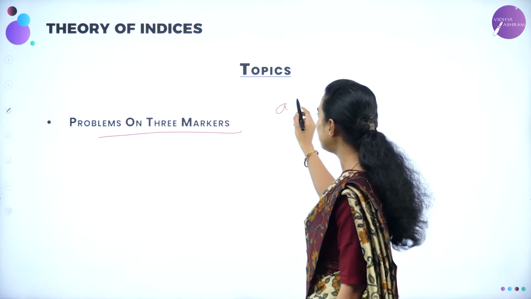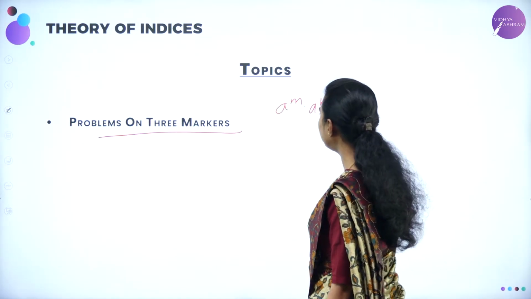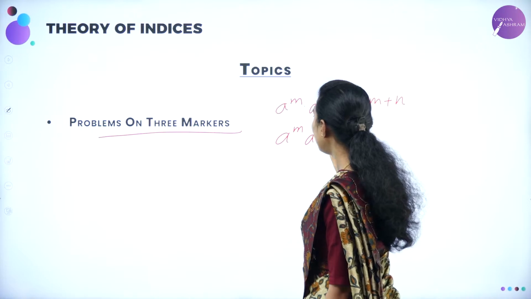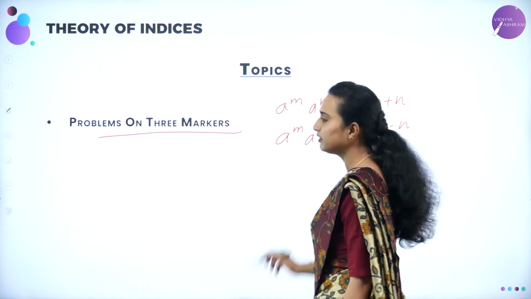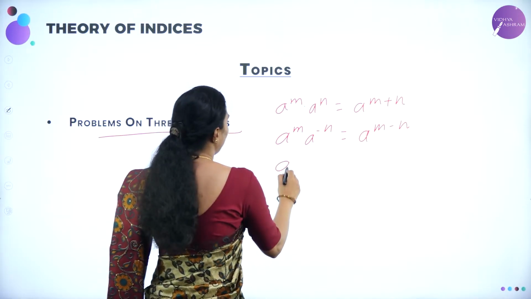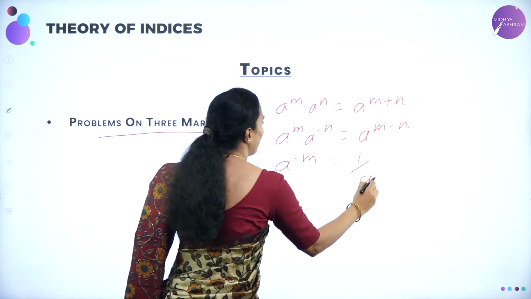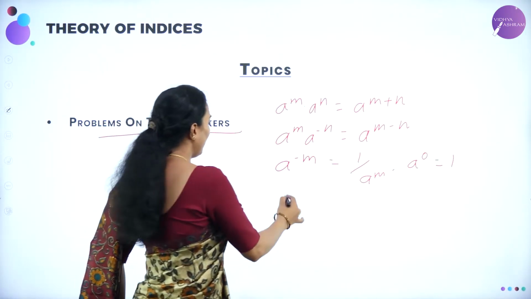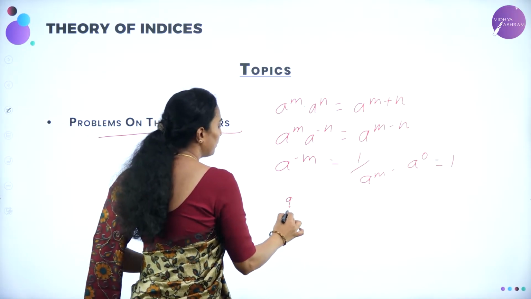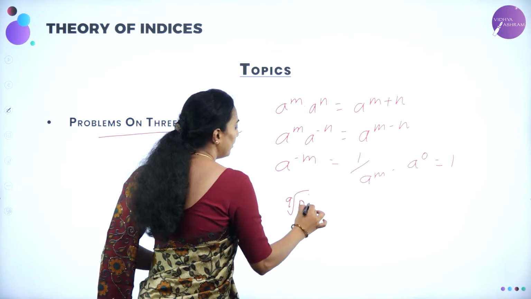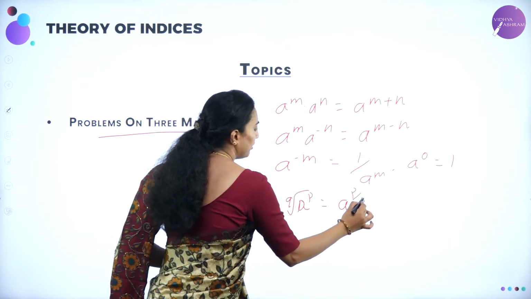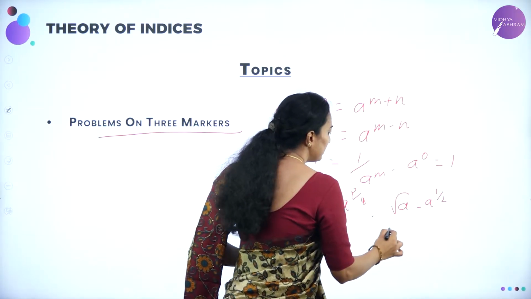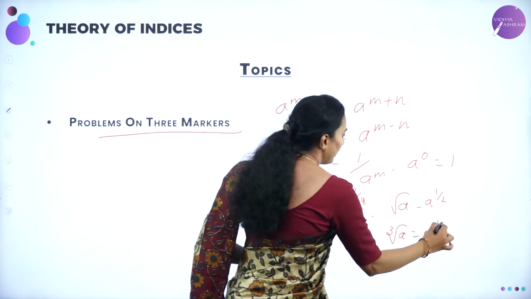That is, A power m into A power n can be written as A power m plus n, isn't it? Or A power m into A power minus n can be written as A power m minus n, right? Similarly, we have used A power minus m can be written as 1 by A power m. Similarly, A power 0 is nothing but 1, right? And then we have also used the formula: the q-th root of A power p is equal to A power p by q. Similarly, we know that square root of A is A power 1 by 2. Similarly, cube root of A is A power 1 by 3.